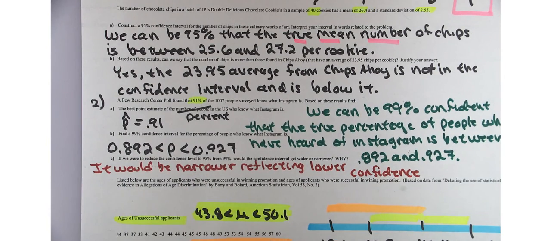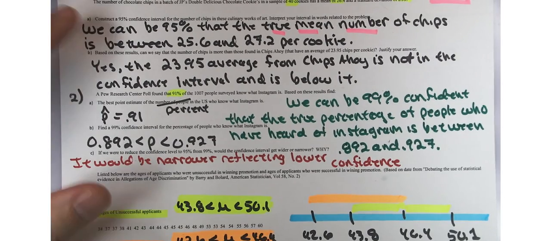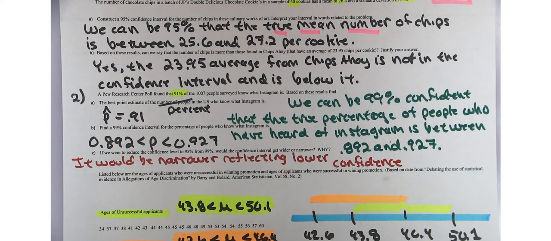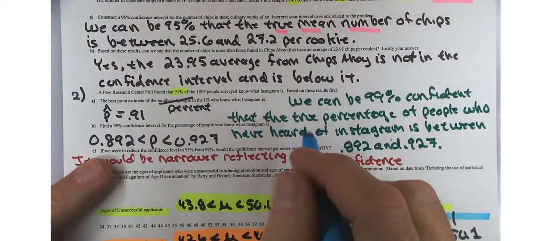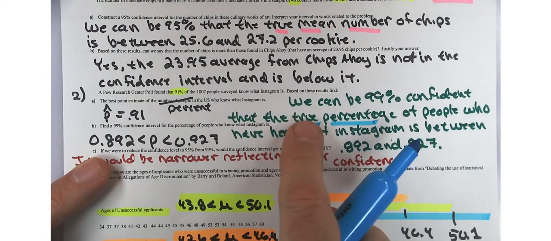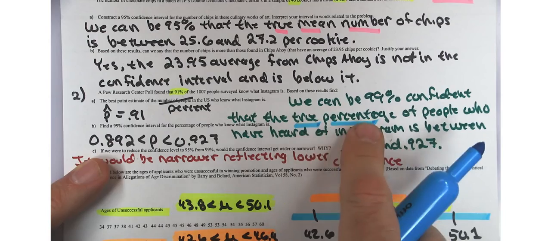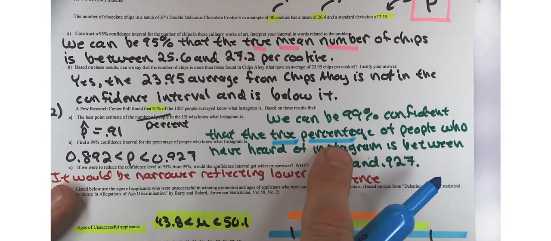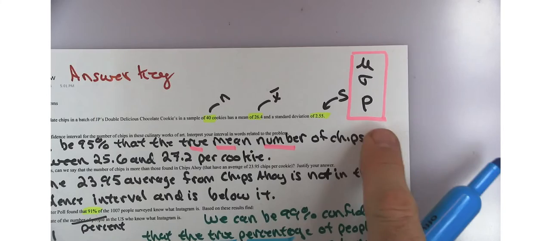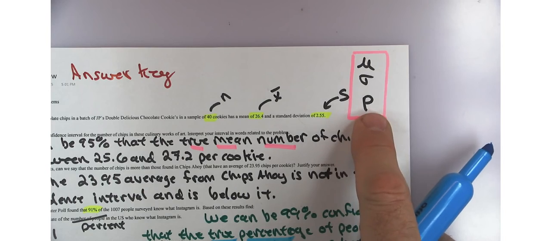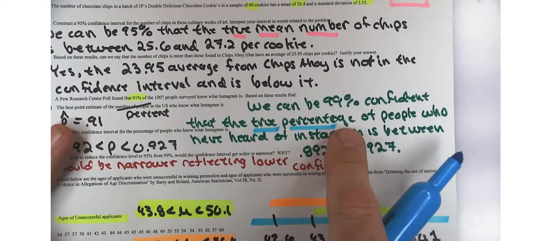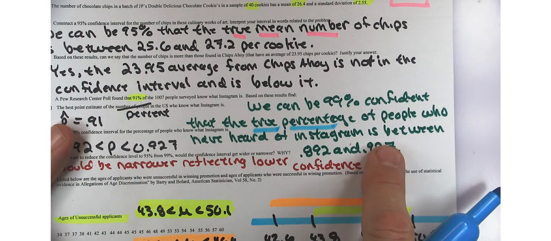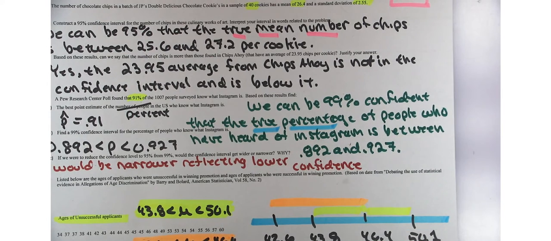Once again, as you interpret your confidence interval, we can be 99% confident that the true percentage, so that's something that I'm always going to demand when I look at these types of problems in your conclusion, is that you describe the parameter. By saying true percentage, you're really saying this. You're just saying it in a nice user-friendly way that somebody can understand, even if they don't understand statistics and really appreciate what a parameter is. True percentage of, now you have to have words that go back to the problem. People who have heard of Instagram. And finally, the range of those values.